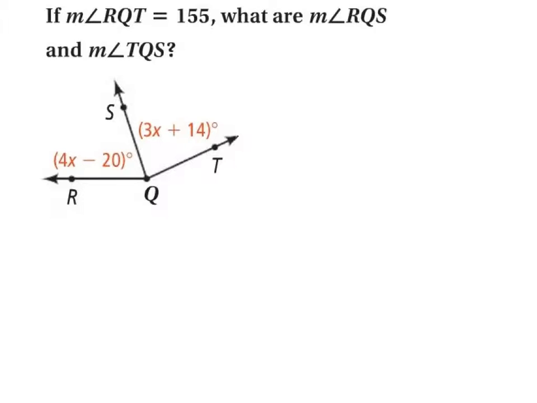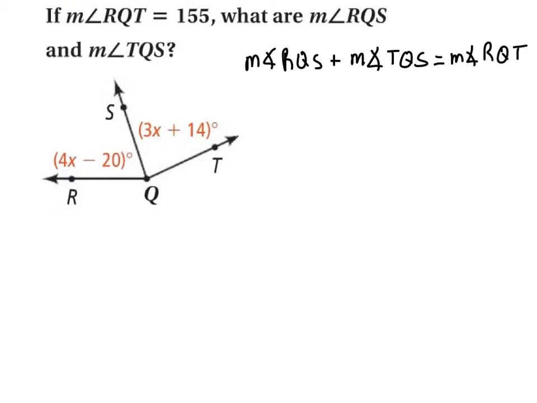We have to use proper notation to write it down. So we say the measure of the angle on the left, just got to start somewhere. So that is RQS, the measure of angle RQS, plus the measure of the angle on the right, which is angle TQS. That is going to equal the measure of the entire angle, which is angle RQT. That right there is using this angle addition postulate.